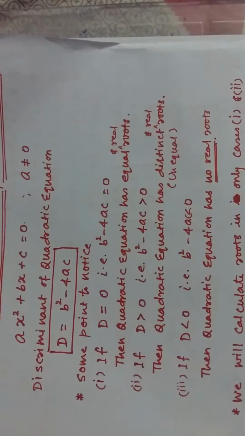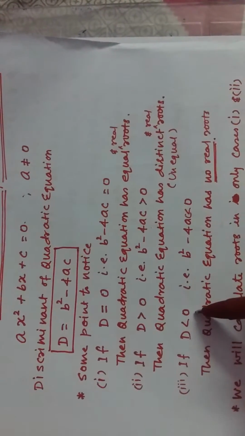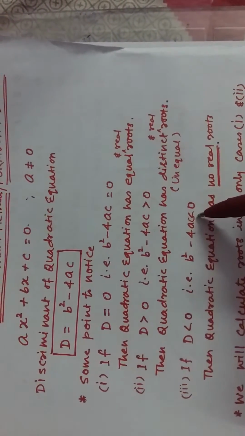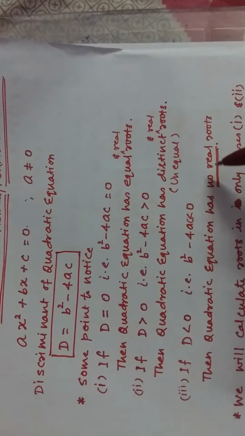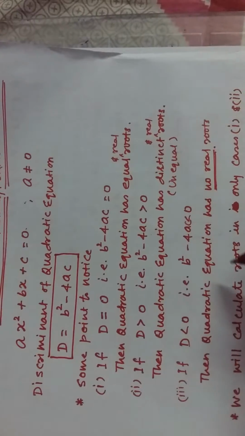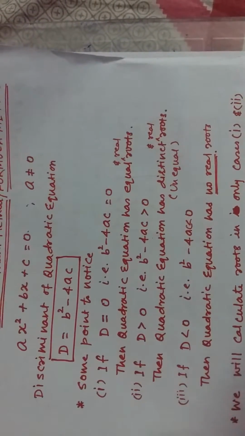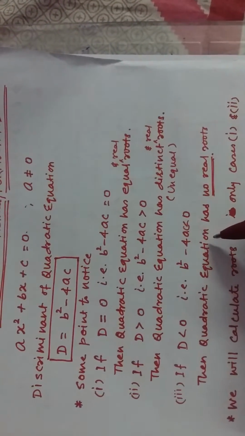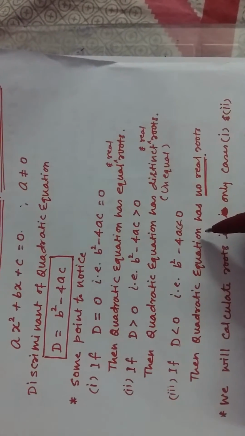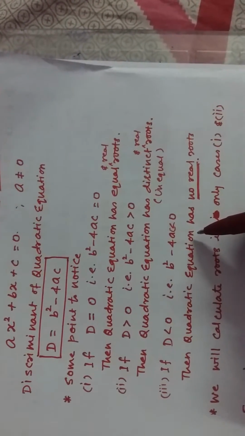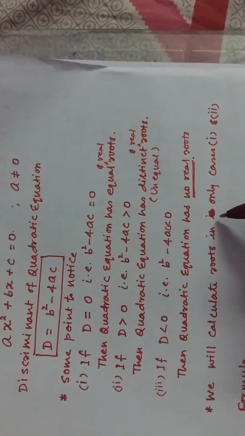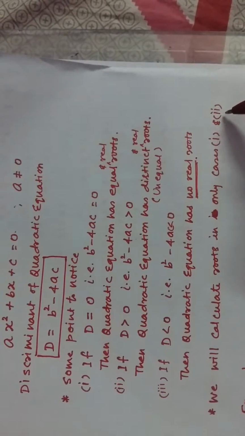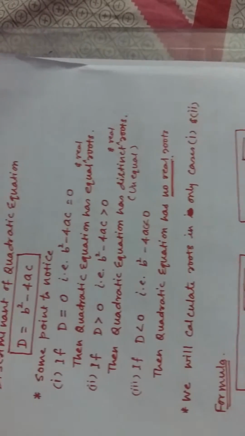Okay, now if D is less than 0, that is b square minus 4ac is less than 0, then the quadratic equation has no real roots. So keep it in mind. In the third case, we do not find the roots because it is an imaginary root and this is not covered in our syllabus. So we will calculate roots in only cases 1 and 2, not in case 3.